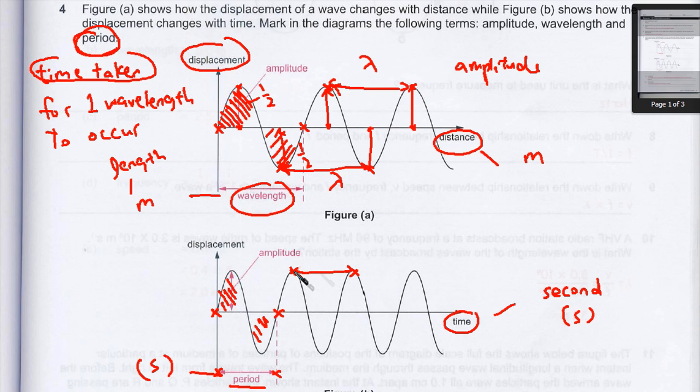So we can also measure this, and take the difference between the times, and you can know the period. For period, the symbol is T. For wavelength, the symbol is lambda. So this is for question number 4.